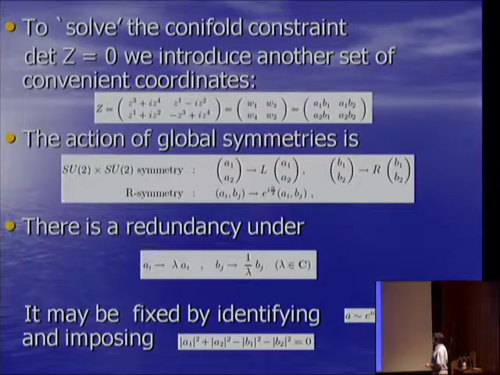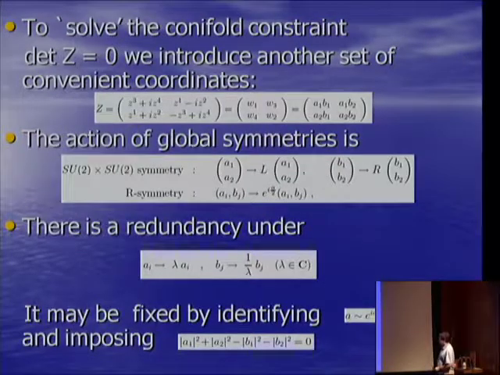And then the action of this SO4 symmetry breaks up as SU2 rotating the A's and another SU2 rotating the B's. But when you did this substitution, you actually introduced some redundancy. Because obviously, if I change the A's by some complex number lambda times the A's and B by 1 over lambda times the B's, you don't change anything. So these A's and B's are not uniquely defined.